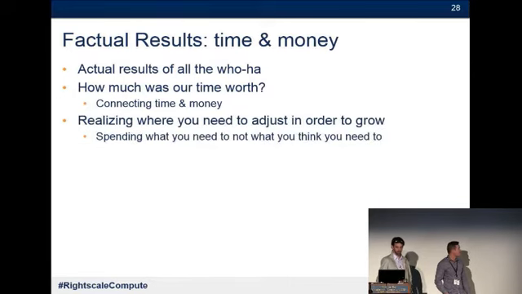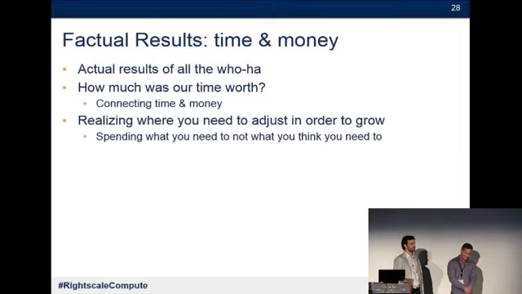Realizing where you need to adjust in order to grow, exactly what I just said. Spending what you actually need, not what you think you need. We thought we needed this system that was going to be, as our VP of engineering always points out, a system that's going to do 10,000 writes a second, and no, we don't need that. It's inefficient for what we actually do at this point. Maybe one day, knock on wood, we'll see how that goes.